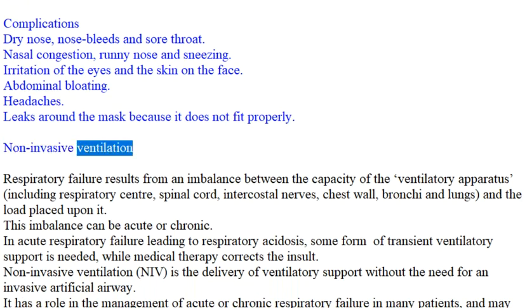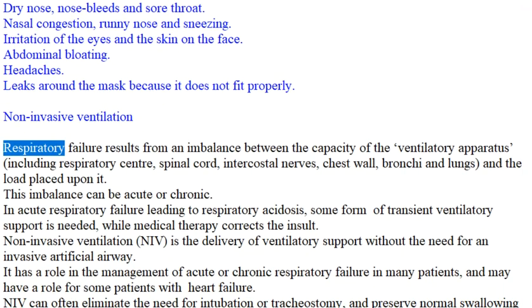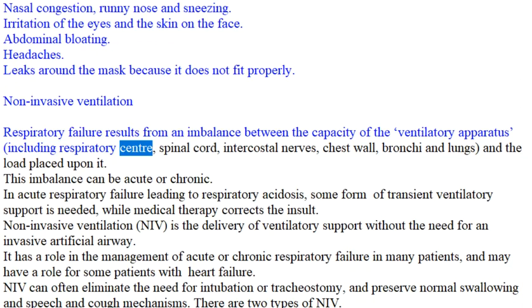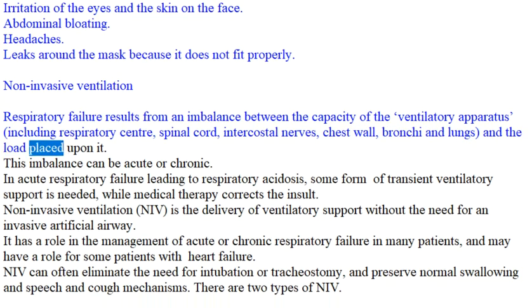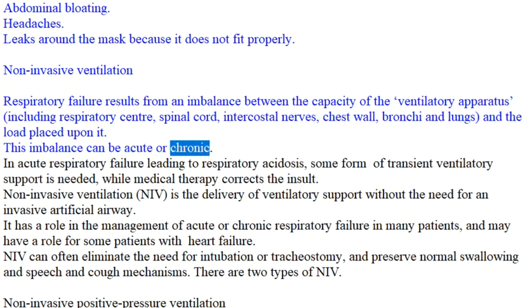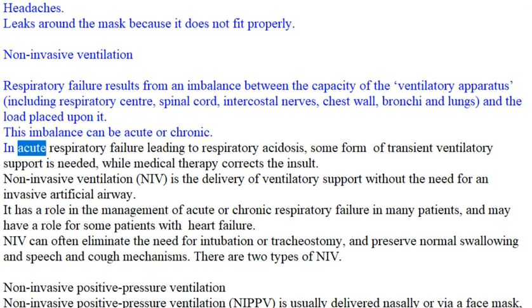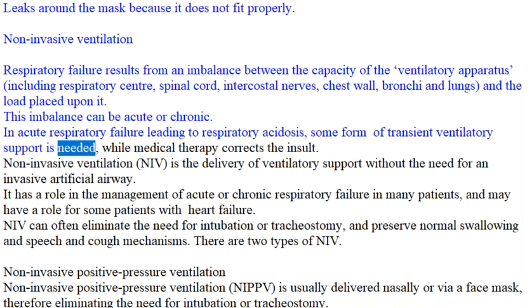Non-invasive ventilation. Respiratory failure results from an imbalance between the capacity of the ventilatory apparatus, including respiratory center, spinal cord, intercostal nerves, chest wall, bronchi and lungs, and the load placed upon it. This imbalance can be acute or chronic. In acute respiratory failure leading to respiratory acidosis, some form of transient ventilatory support is needed, while medical therapy corrects the insult.